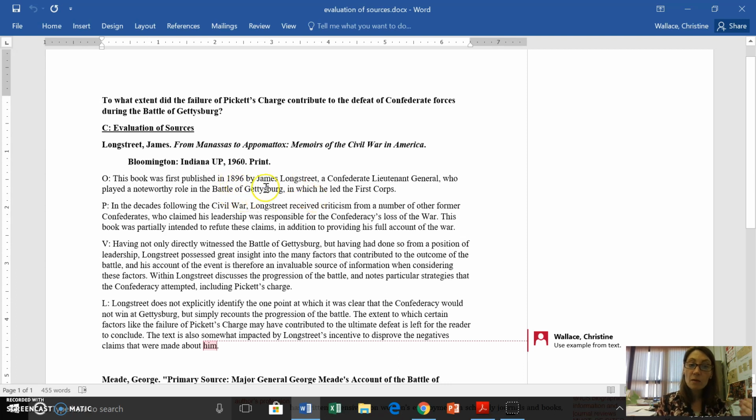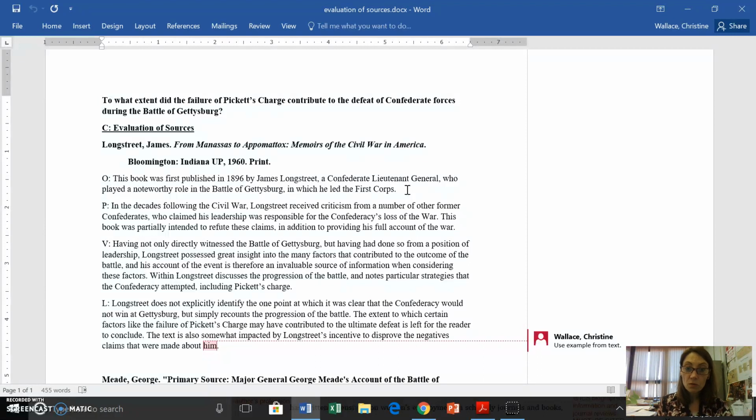So we have the student saying the book was first published by James Longstreet, who he was, and he played a noteworthy role in the Battle of Gettysburg. Might even be important to put in here, although it comes up later, that this particular general was criticized for making a mistake on the second day of the Battle of Gettysburg.